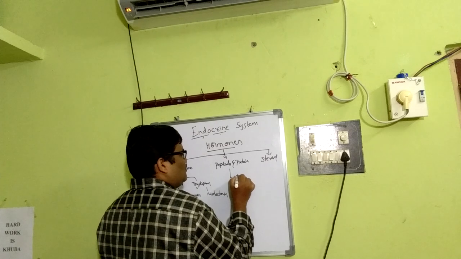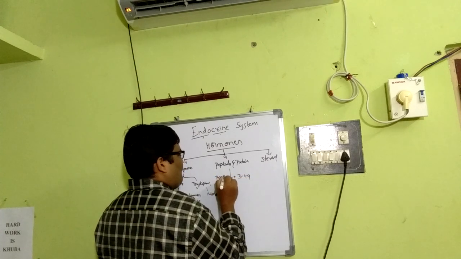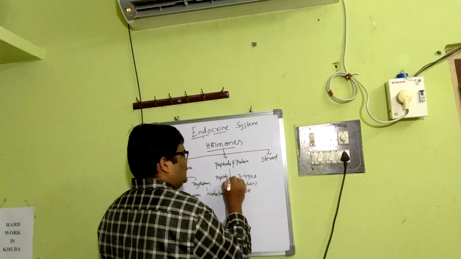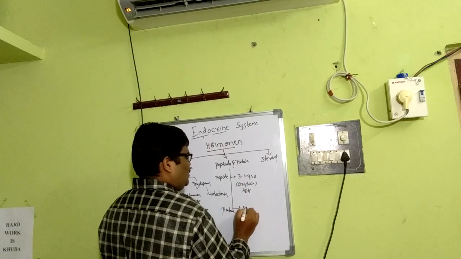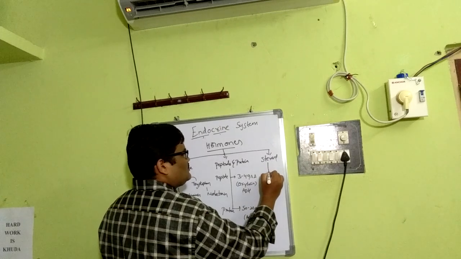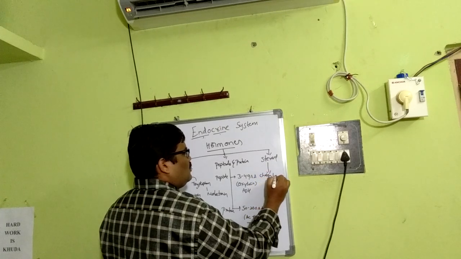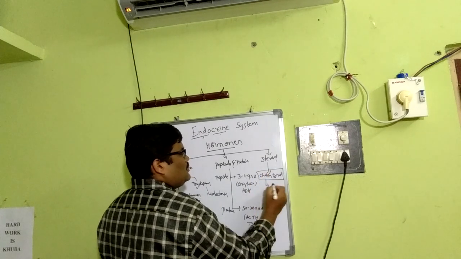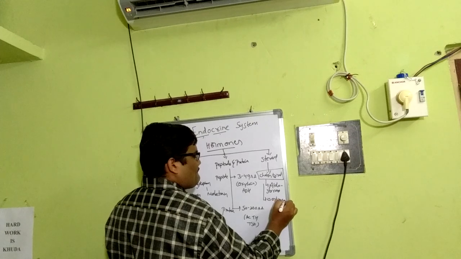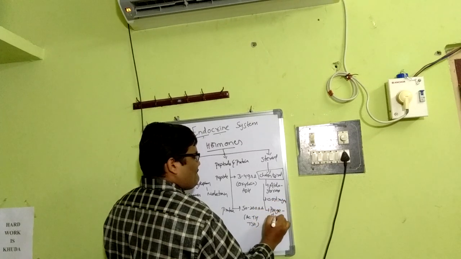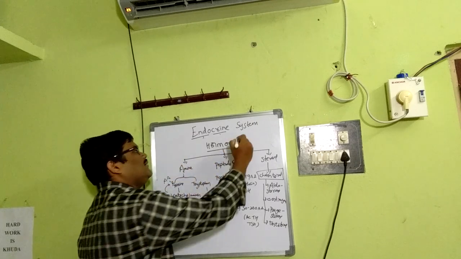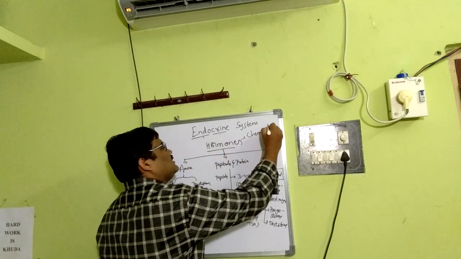Peptide and protein hormones: the peptides, between 3 to 49 amino acids, for example, oxytocin and ADH. Then protein hormones, between 50 to 200 amino acids, say ACTH, TSH. And steroid hormones, for example, the derivatives of cholesterol, say aldosterone, estrogen, progesterone, testosterone. So depending on the chemical nature, hormones are broadly categorized like this.